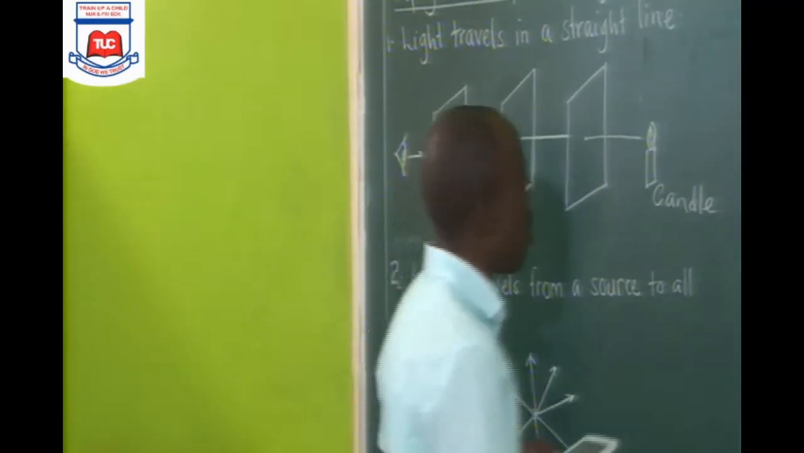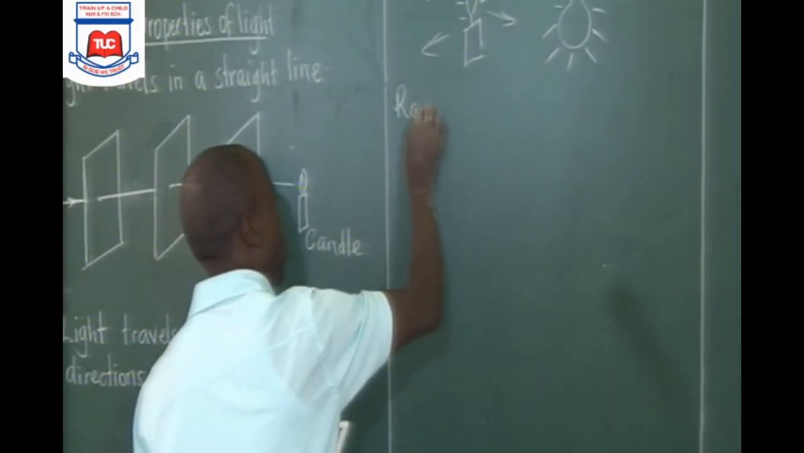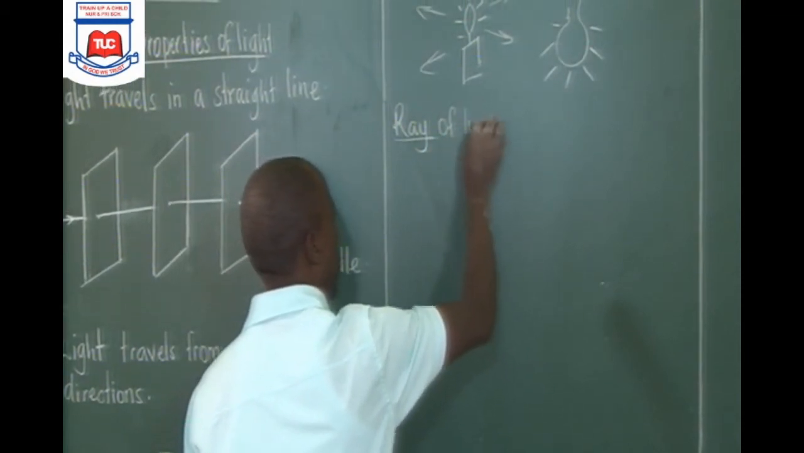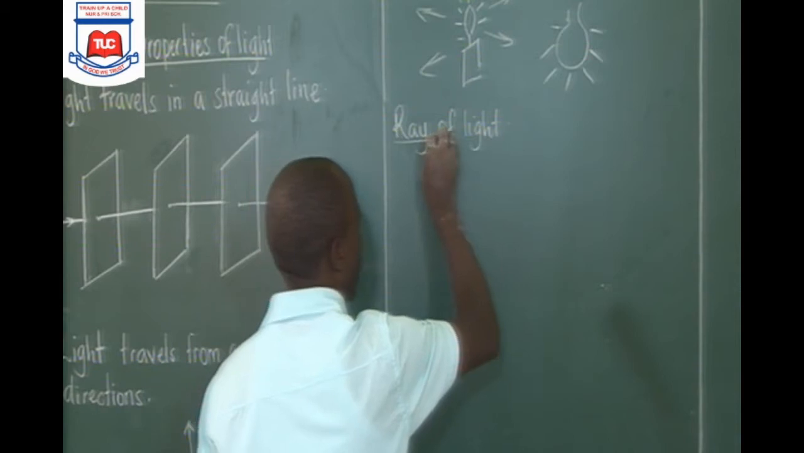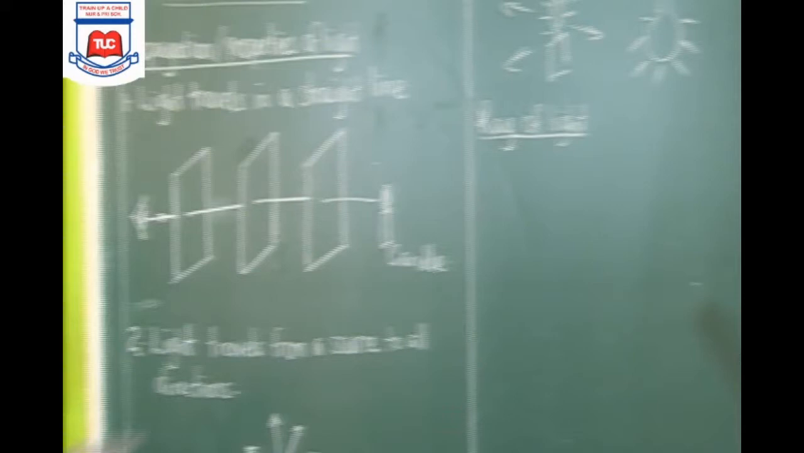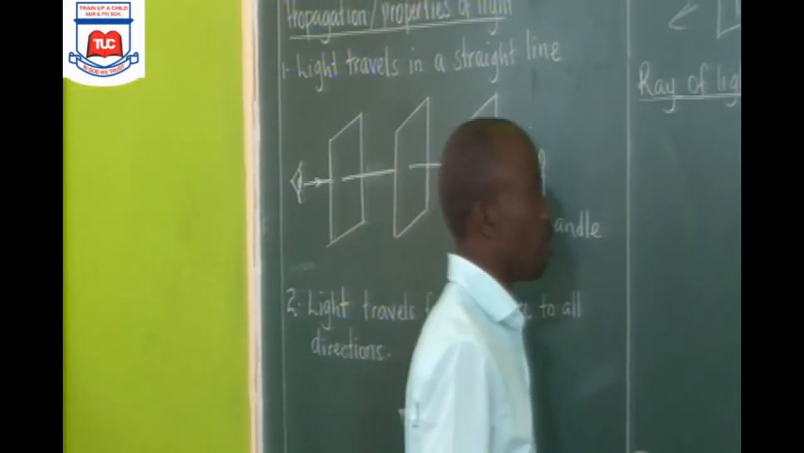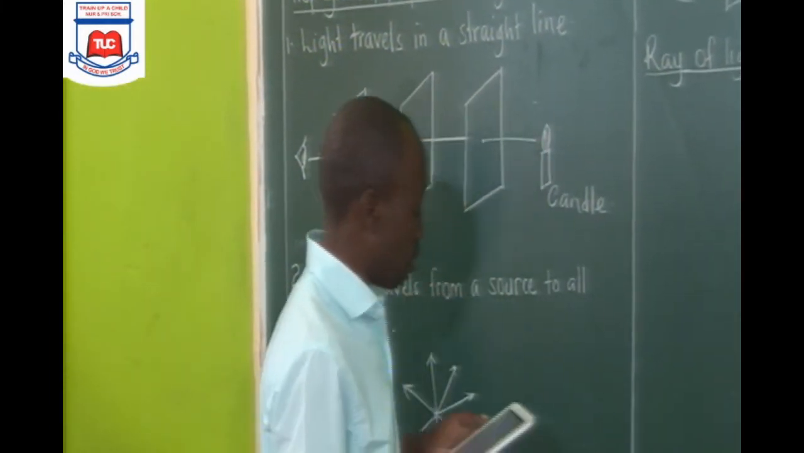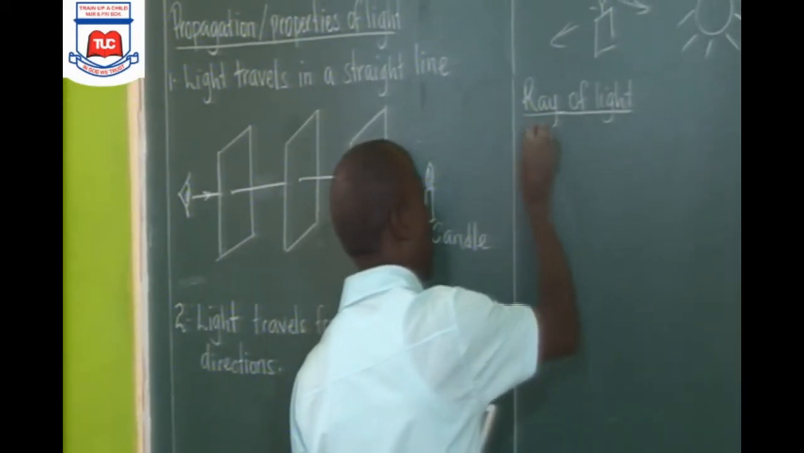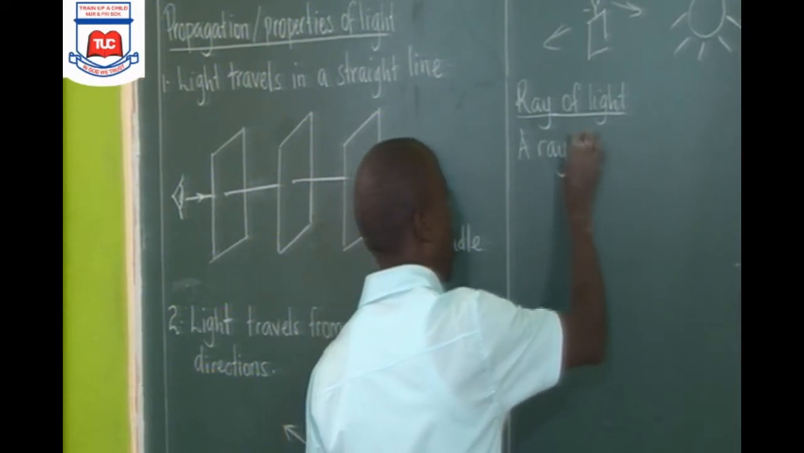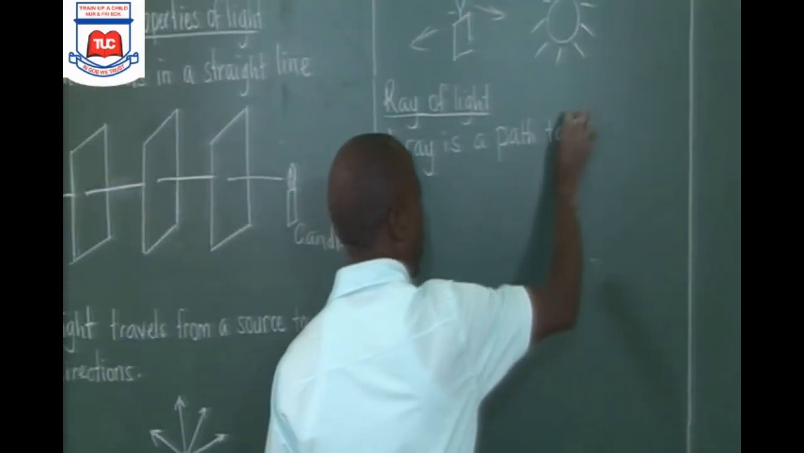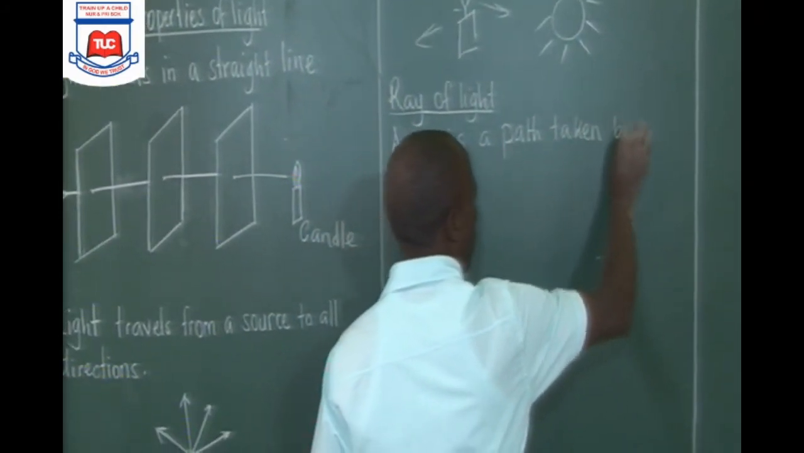Let's look at what we call a ray, okay? What does this mean? A ray of light. You normally represent rays of light by just drawing lines, okay? A ray of light simply means the path taken by light. A ray is a path taken by light.